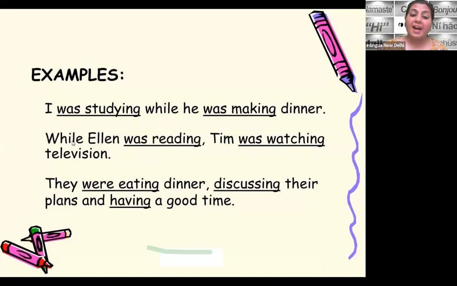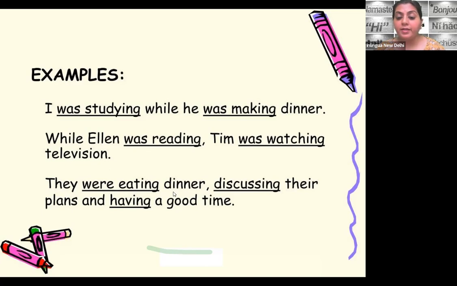Now you can also start the sentence with while. While Ellen was reading, Tim was watching television. We started the sentence with while instead of putting the while in the middle. But there is a rule for this. If you want to start the sentence with while, you need to put a comma in the middle of the two actions. While Ellen was reading, comma, Tim was watching television.